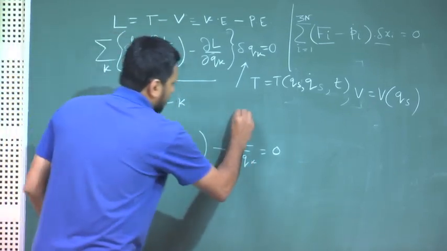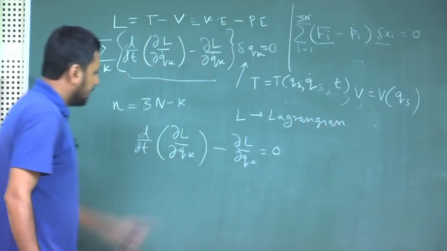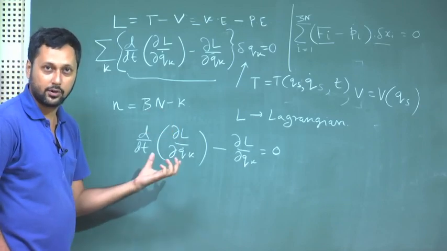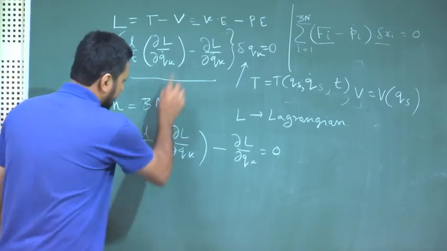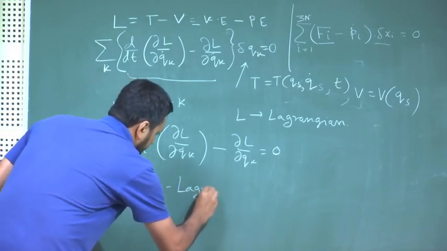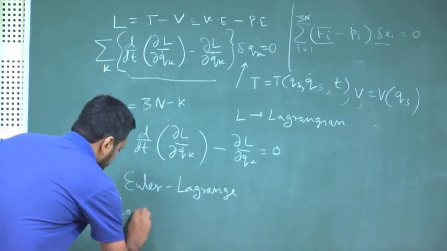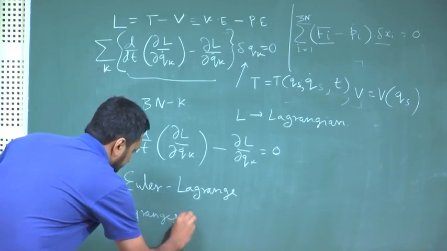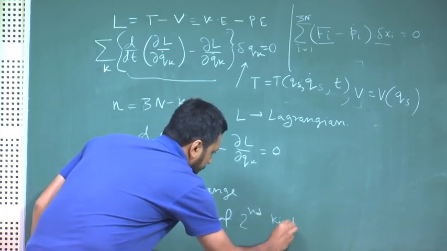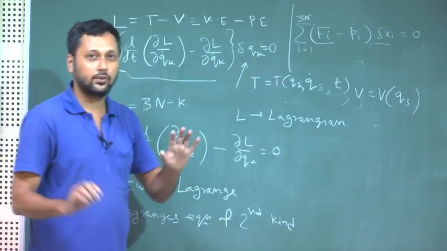So, this L is called the Lagrangian of the system, and readily we can get n number of such equations. N is equal to the number of independent coordinates. So, this set of equations are called Euler-Lagrange equation or Lagrange's equation of second kind. Okay. So, this is where we end up.